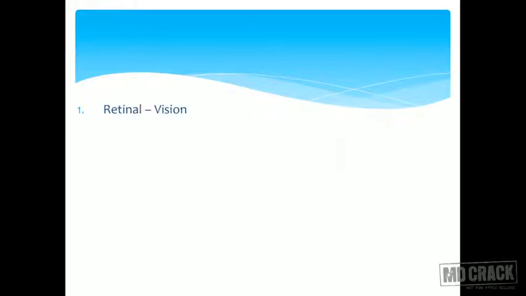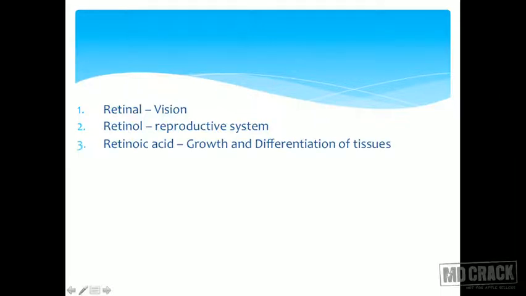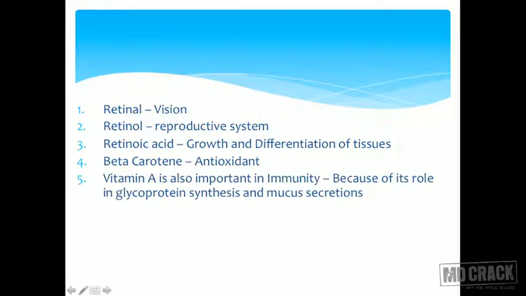So overall, let us look at what is the function of retinol and retinoic acid. Retinal, AL, is for vision. Retinol, OL, is for reproductive system. Retinoic acid is for growth and differentiation of tissues, and beta carotene is acting as an antioxidant. Vitamin A also has a very important role in immunity. Why?